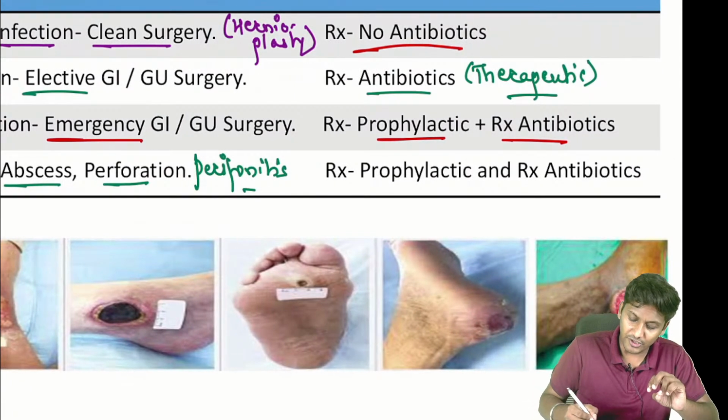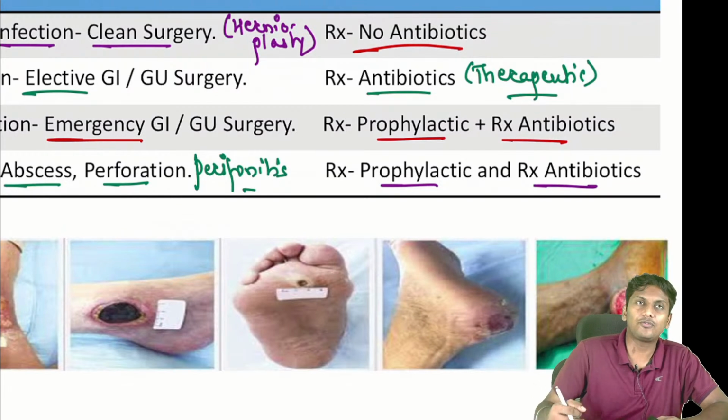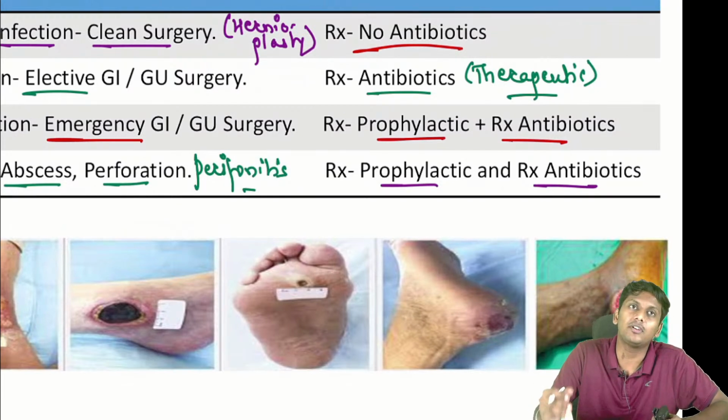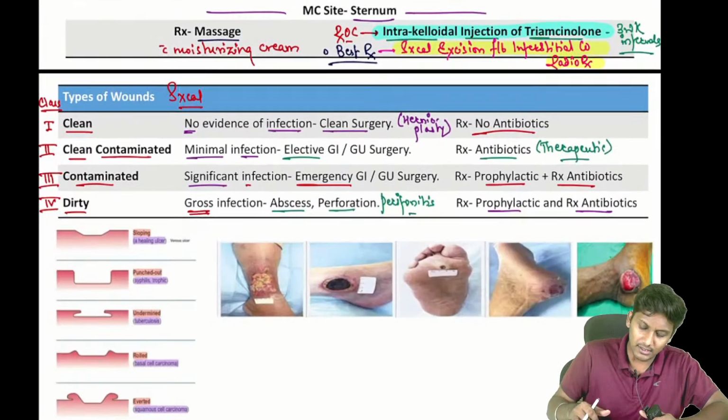Treatment की अगर मैं बात करूँ, definitely it will be prophylactic as well as therapeutic antibiotics. Same. In class 3 and class 4, both in these conditions, we have to give antibiotics prior to the surgery as well as after the surgery also. ठीक है? So इतना याद रखना है.